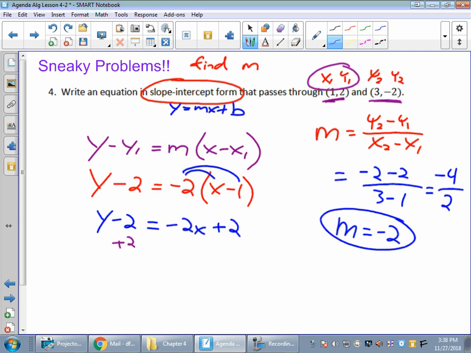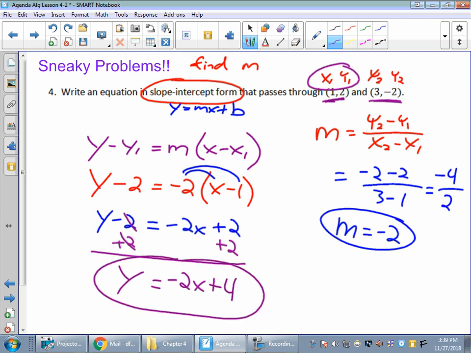If I add 2 to both sides, that easily does it for me. Now I've got y equals, because that's going to cancel, -2x plus 4. And now you can see I'm already in slope-intercept form. That's my final answer. So the sneaky part of that one is they only gave you 2 points, but you could still find the slope by using your slope formula.